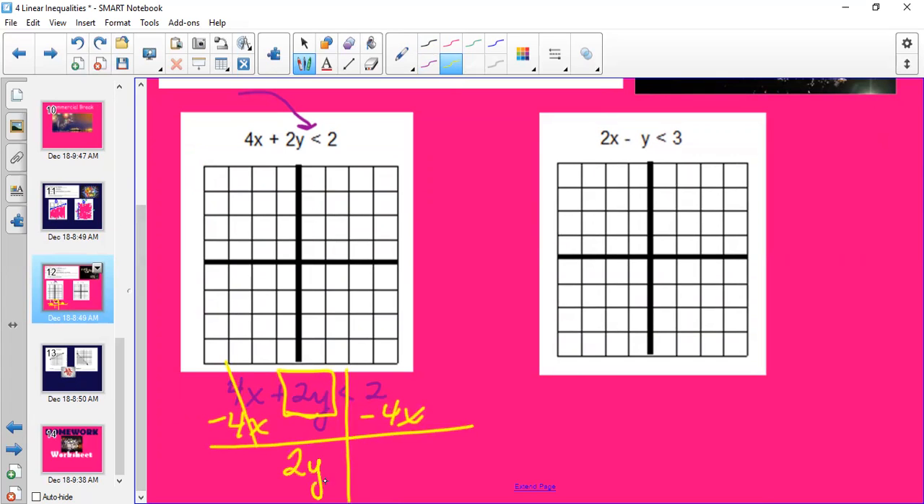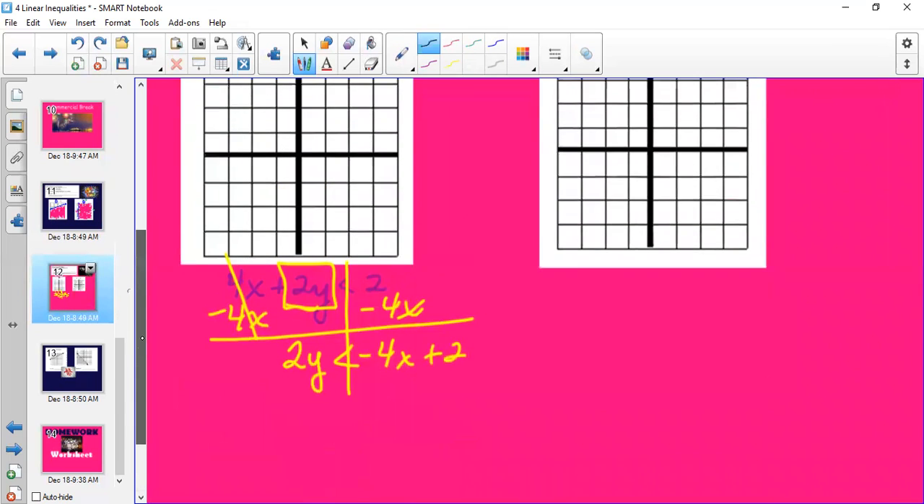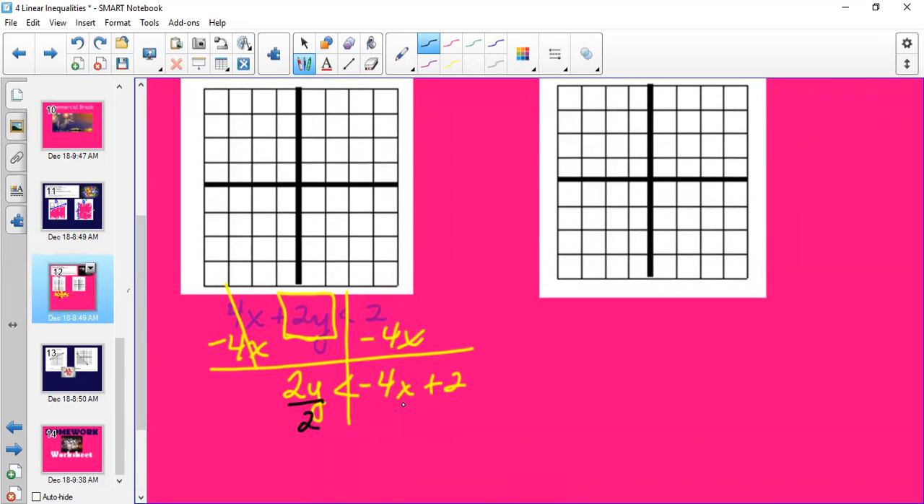So I would have 2y is less than -4x plus 2. Now I don't have y by itself yet, so I am going to divide by 2. Again, remember we divide everything by 2. So this would give us y is less than -2x plus 1. If we're graphing this, we start at 1, we go down to the right 1, down to the right 1, and up and left.